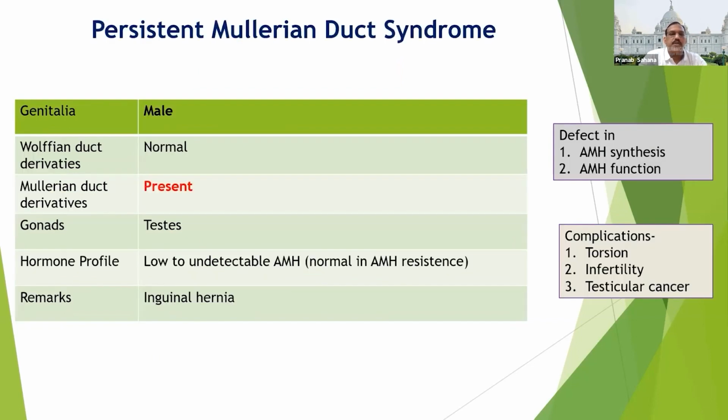Persistent Mullerian duct syndrome is another condition due to a defect of AMH synthesis or AMH function. So there can be persistence of Mullerian structures inside the body. The gonads are usually testes, and usually they are descended. But sometimes, because of the Mullerian structures, there can be torsion, testicular cancer, or infertility. They can also present with inguinal hernia containing Mullerian structures as well as the gonads.